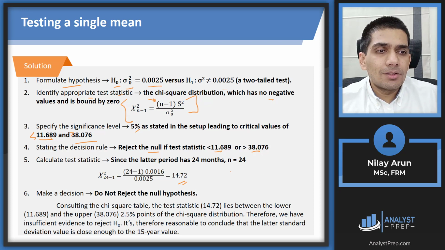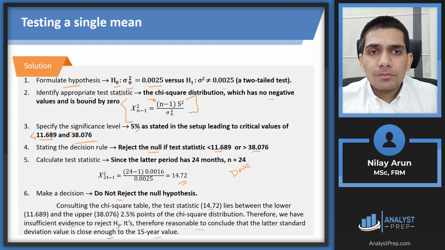So we say that DNR, do not reject the null hypothesis, so we don't have sufficient evidence to reject this null hypothesis. That is what our conclusion is. So this test statistic lies between the two. So we have insufficient evidence to reject H0. What is the economic decision here? So it's reasonable to conclude that the latter standard deviation value is close enough to the 15-year value. So both the values are quite close to each other. That is what our conclusion is essentially.